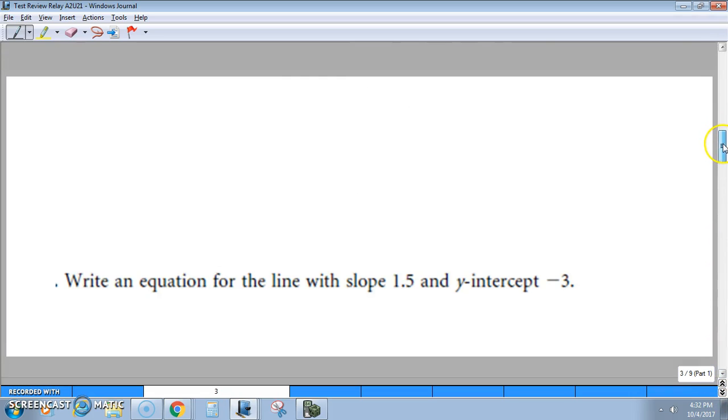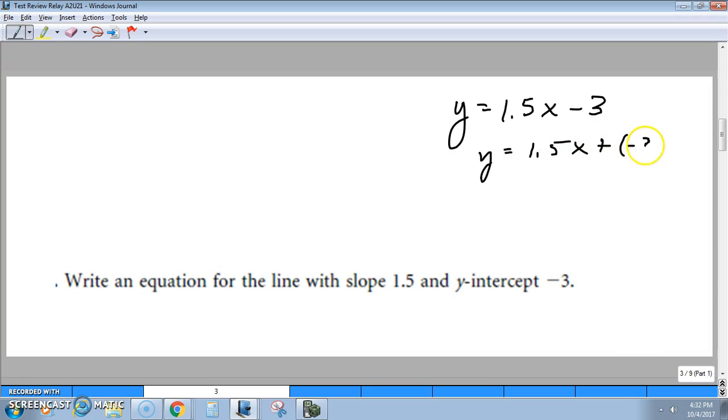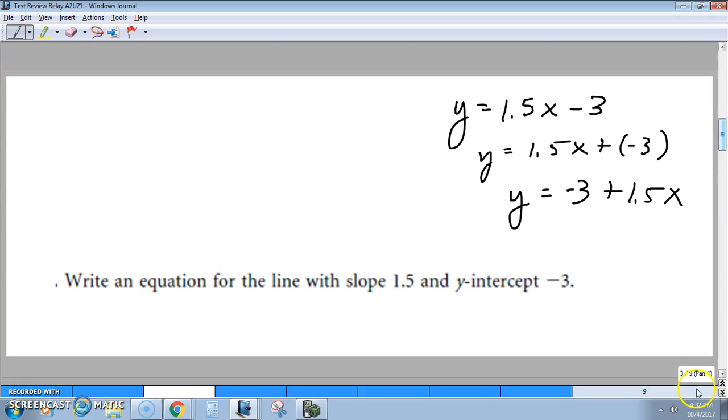Write an equation for a line with slope 1.5 and y-intercept that is negative 3. So y equals 1.5x minus 3. You could say y equals 1.5x plus negative 3. You could also switch it around. You could say y equals negative 3 plus 1.5x. Any of those ways are a correct way to write that equation.